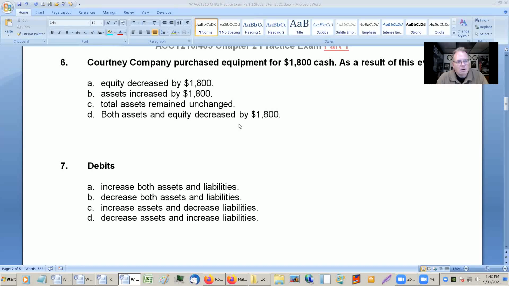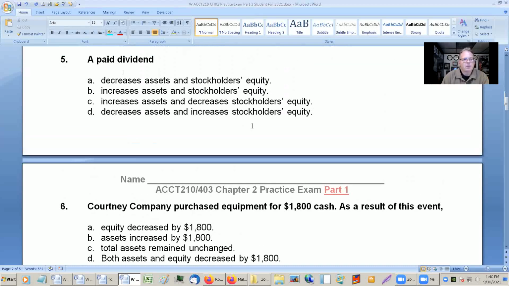For number 5, a paid dividend, does that mean that it's a dividend you paid for and you're receiving? Which one? This one? Number 5. So the company paid dividends out to the shareholders. Okay, so the shareholders are receiving the dividend. Right. So the company is paying the owners, basically.